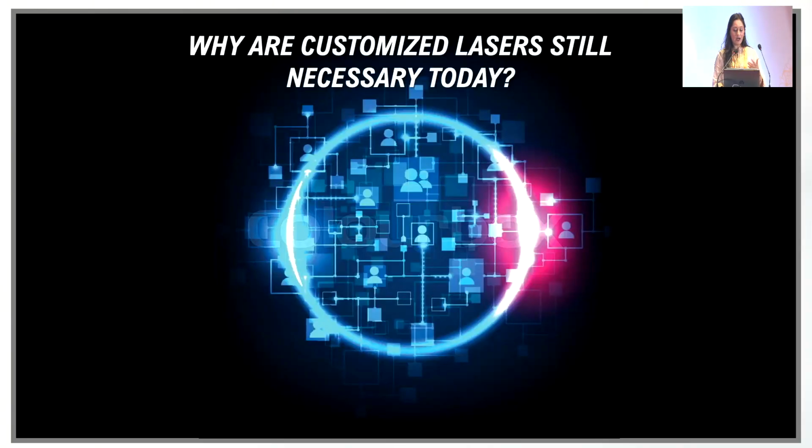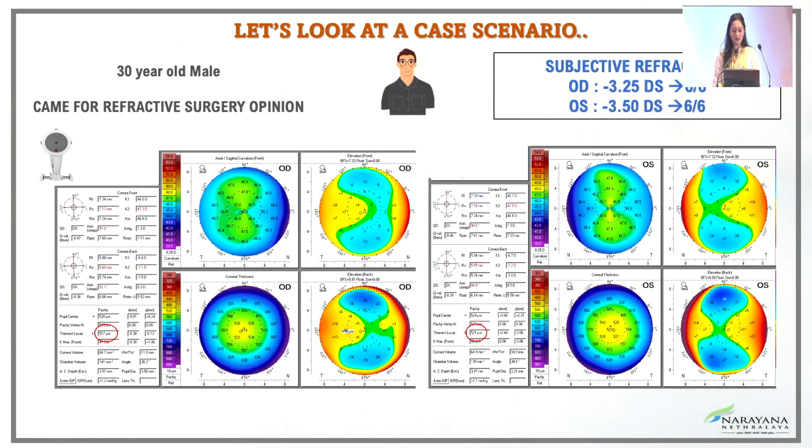Now, why are we looking at customized lasers? Are customized lasers necessary in today's era, or do we need to look at something else? With wavefront optimized treatment, your patients have 20/20 vision, but sometimes they don't have very good quality of vision. Then you have topo-guided treatment, or Contura, which did improve your outcomes, but there were still some challenges in calculations. That's why we probably need a customized laser. I'll just give you one example before I finish.